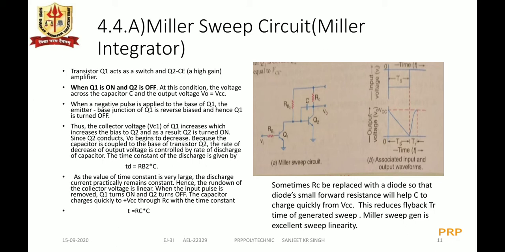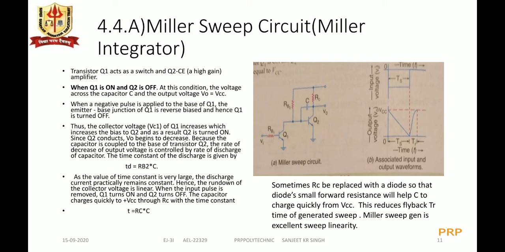When the input pulse is removed, when the negative pulse from the first transistor base is removed, then Q1 turns on and Q2 turns off. The capacitor charges quickly to VCC through RC with the time constant T equal to RC into C. Here RC is the collector resistance of the second transistor and C the capacitor connected between collector and base.